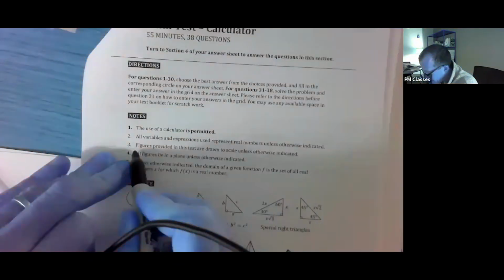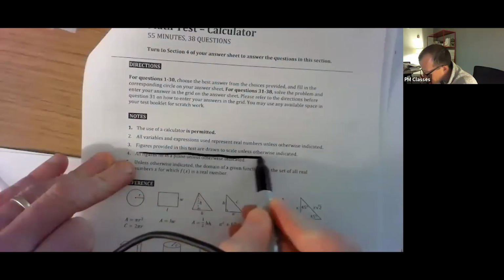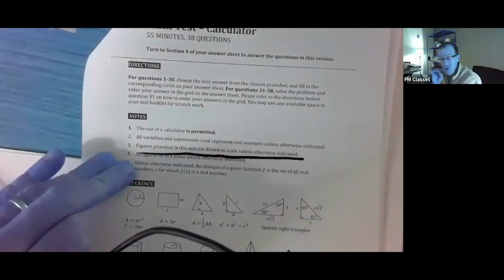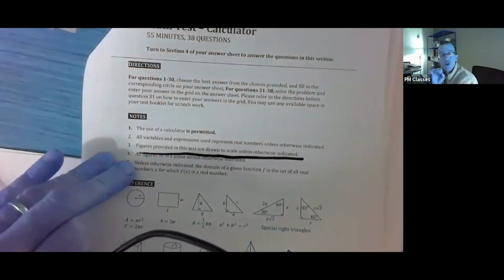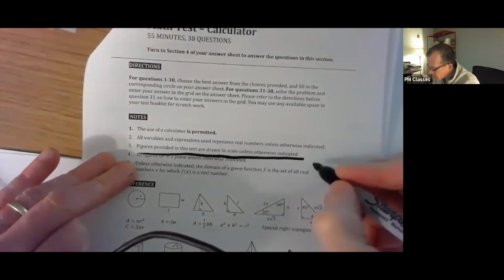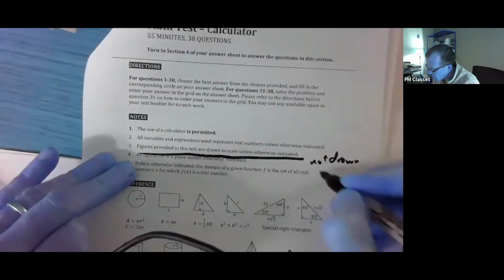Figures provided in this test, this is the SAT, are drawn to scale unless otherwise indicated. So that means you can trust it. You can trust the test makers, believe it or not. You can trust the picture. You can trust what it looks like. You can trust your own logic and common sense. If, however, it says not drawn to scale, don't trust it at all.